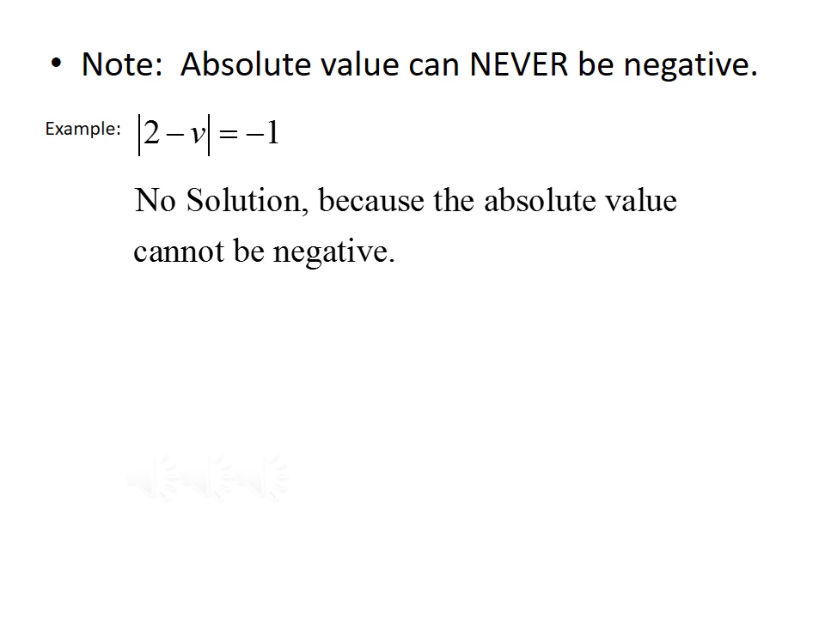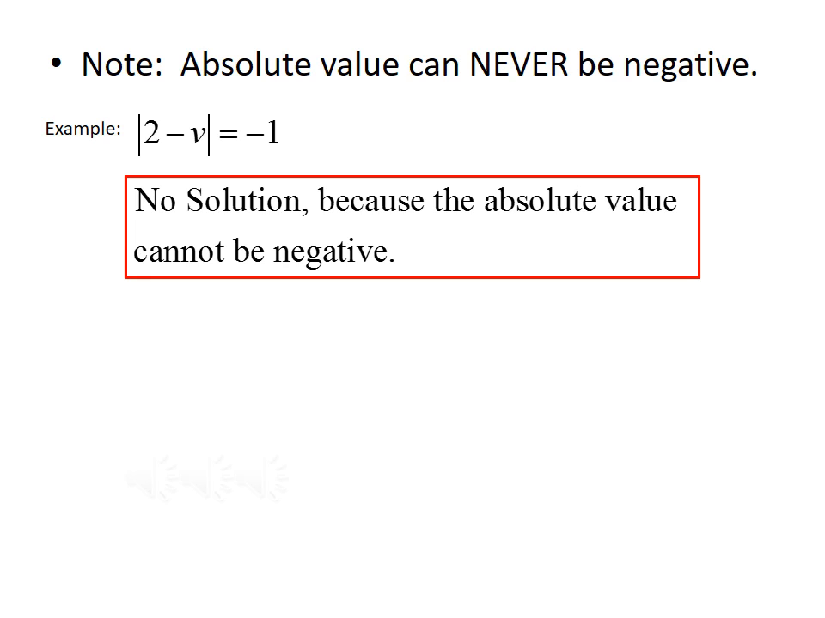Note that this trick only works once you've isolated the absolute value. So for example, if you have negative 3 times the absolute value of 2 minus x equals negative 4, we can't conclude that there's no solution because we haven't isolated the absolute value yet. But for this problem, there's no solution.